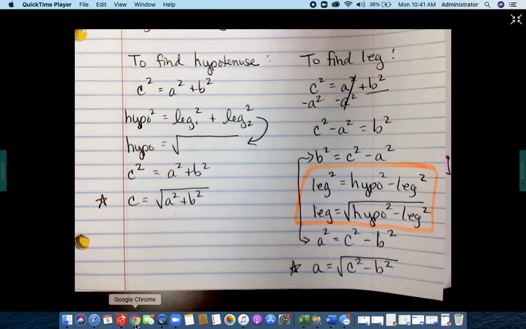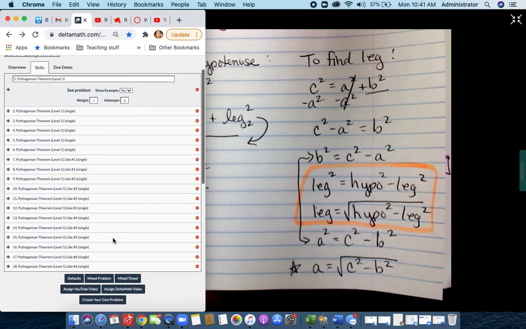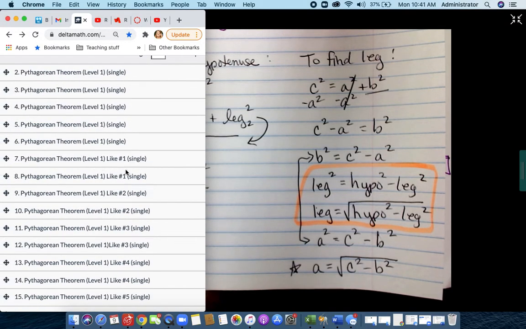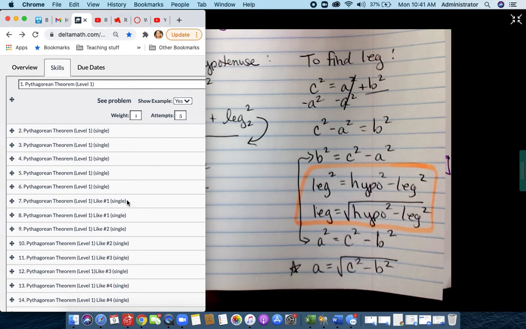Next we're going to go over here to Delta Math and talk about problem 1. As a heads up on today's assignment, there are 18 problems. I will be working 6 of them out with you. I'm going to work out these first 6, in the order they appear. So number 1 is like number 7 and 8. I put up here, if you notice, it says like number 1. These 2 are like number 2. These 2 are like number 3, 4, 5, and 6. So you know what example to go back and look at.